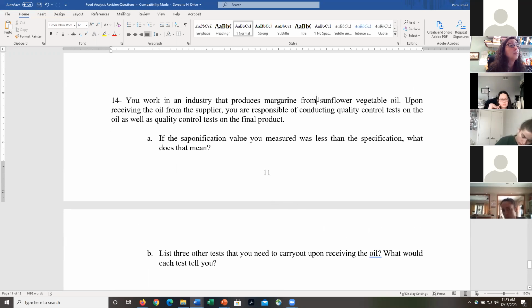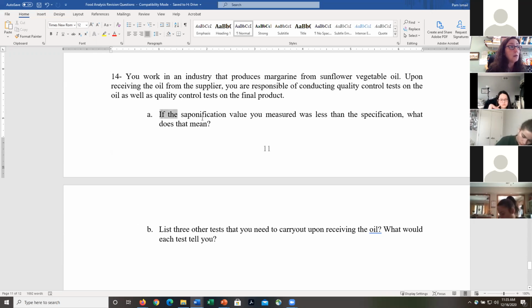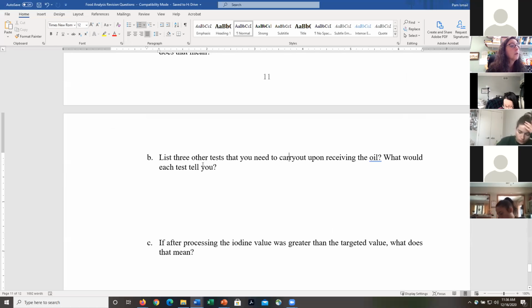Here's another question on oil. This is what we talked about: if it was less than the specification, what does that mean? That means it might be contaminated with an oil that has a higher average molecular weight of the fatty acid. What would you test in the receiving oil?